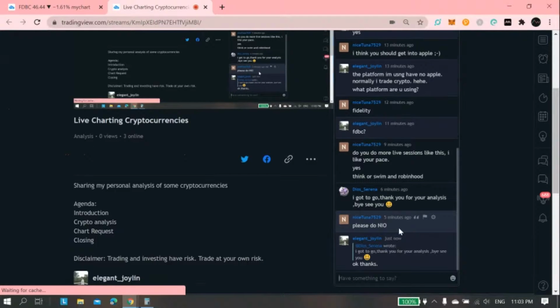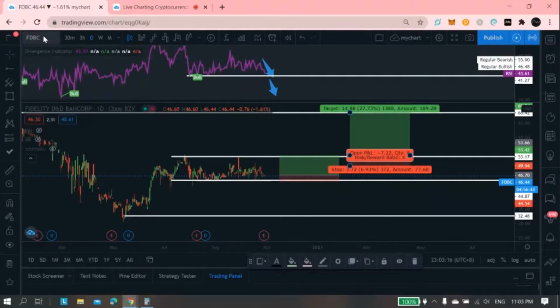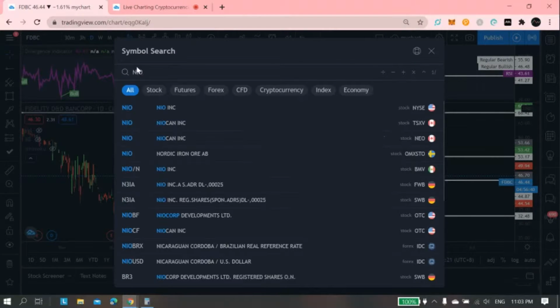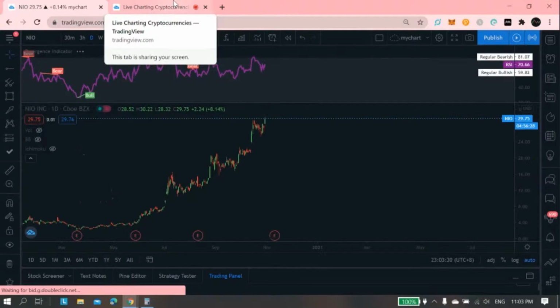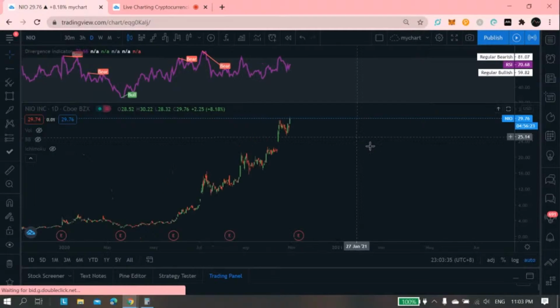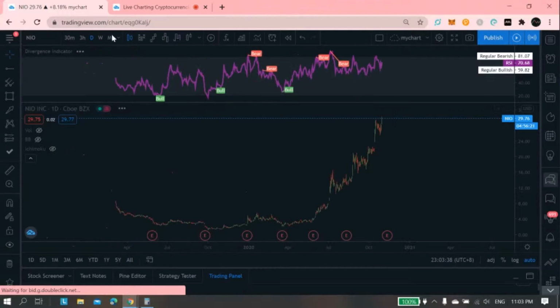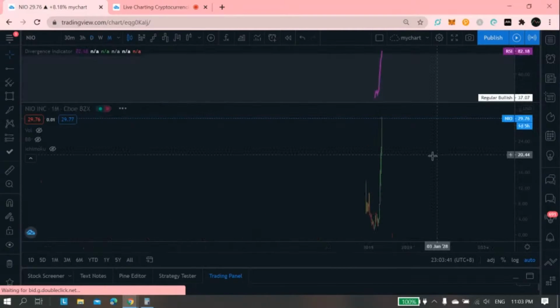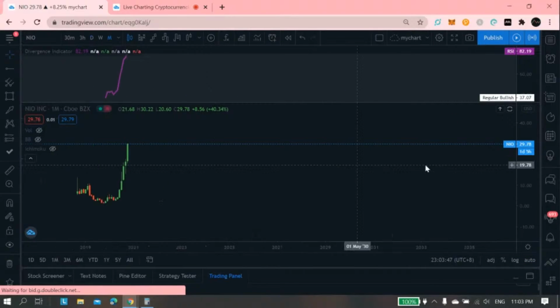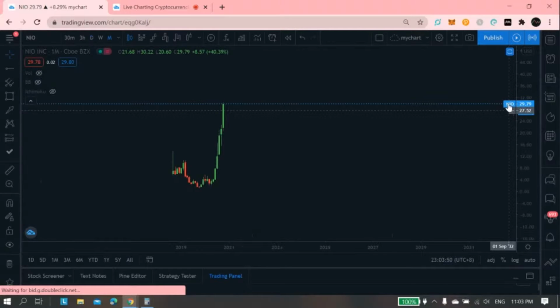What's NEO? NEO Inc. So NEO Inc. Let's look at first the long term or the monthly chart. Oh, it's at all-time high.